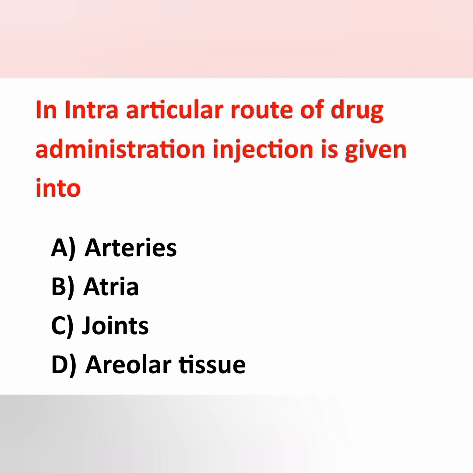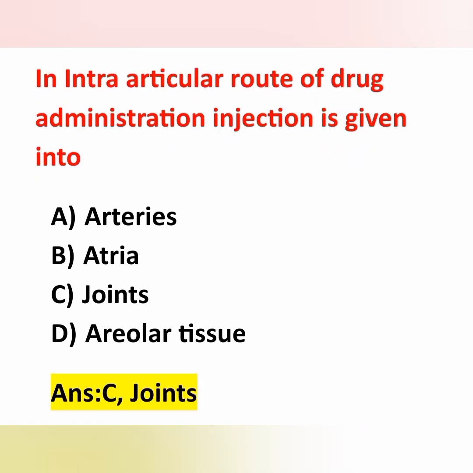In intra-articular route of drug administration, injection is given into. Options are: option A arteries, option B atria, option C joint, and option D areolar tissue. Intra-articular route of drug administration means injections are given into joints. Option C is the correct answer, intra-articular injection.